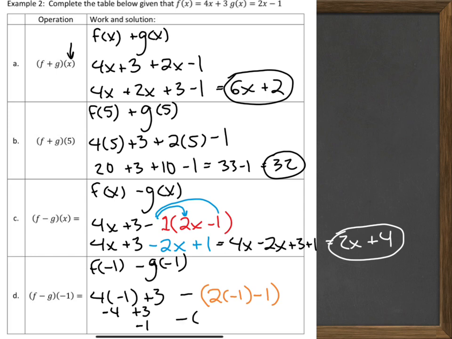Then let's figure out what's in the parentheses. 2 times negative 1 is negative 2. So then we have negative 2 minus 1. I'm going to write this over here because I'm out of room, as you can see. So I have negative 1 minus parentheses, negative 2 minus 1. Well, negative 2 minus 1 is just negative 3, isn't it? What do we do when we have minus and negative? We turn it into plus a positive. So what is negative 1 plus 3? It's positive 2. So f minus g of negative 1 is positive 2.